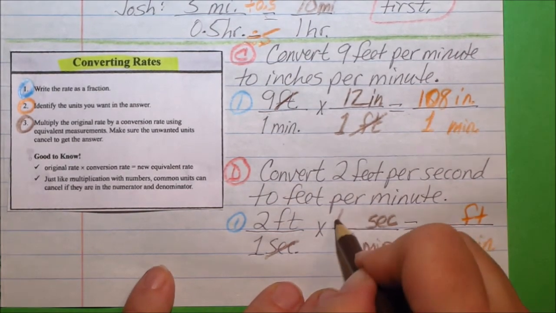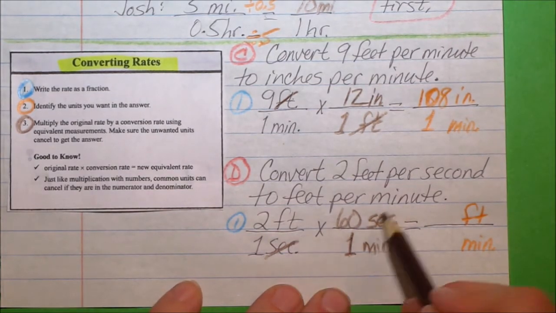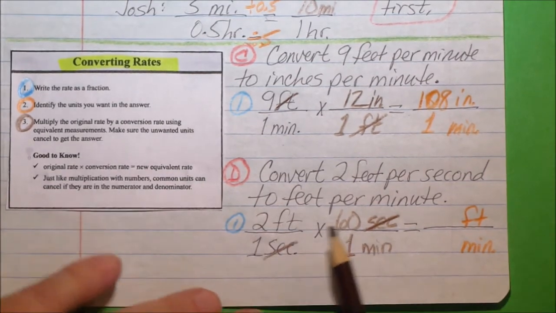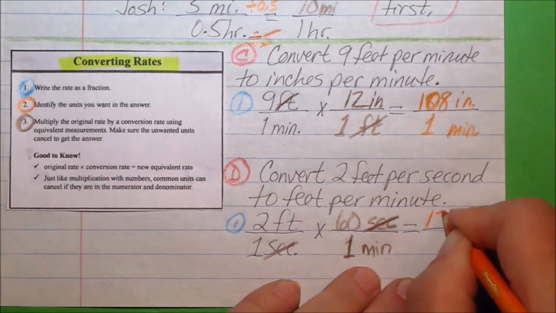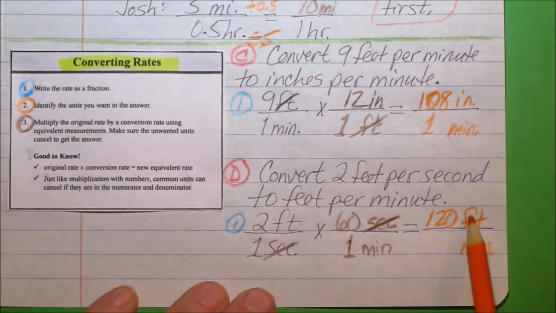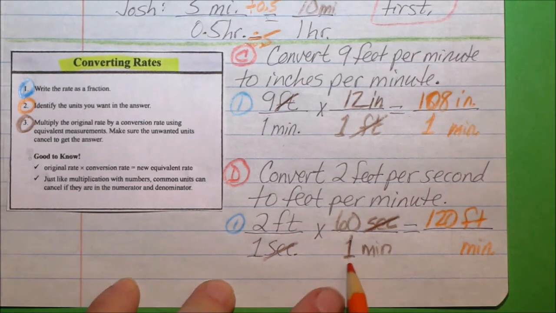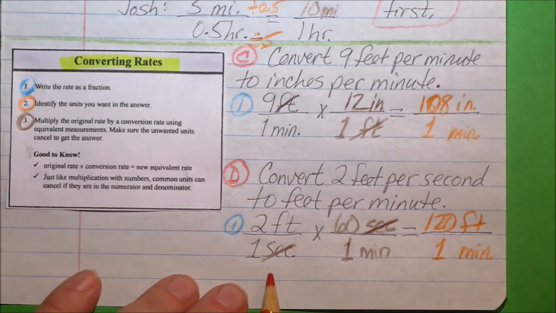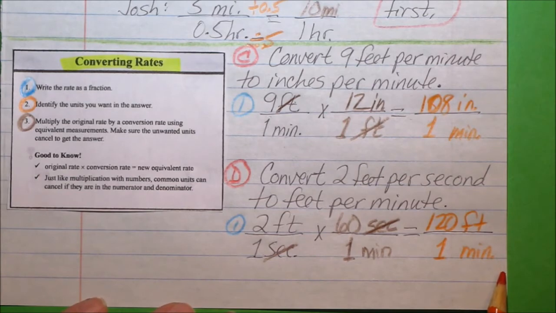Well, I know that it's 60 seconds, right? And so I have crossed out these 2 units, and now I've got 2 feet times 60, which is 120 feet. And that's what I wanted, feet per minute, right? The second part. And now I have 1 times 1 minute is 1 minute. So 2 feet per 1 second is equal to 120 feet per 1 minute.